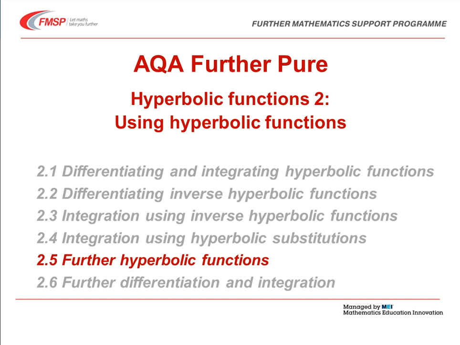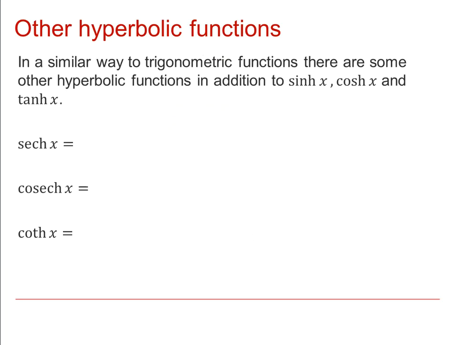This is a video for AQA Further Pure Mathematics, Hyperbolic Functions, section 2.5, which is looking at further hyperbolic functions. Well, in a similar way to trigonometric functions producing new functions when we look at the reciprocals of them, so 1 over sine, 1 over cos and 1 over tan, then we can produce new functions by looking at the reciprocals of the hyperbolic functions.